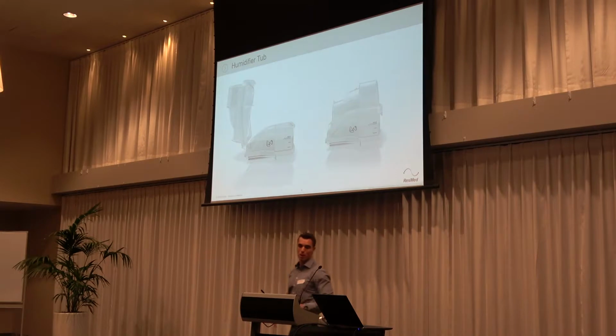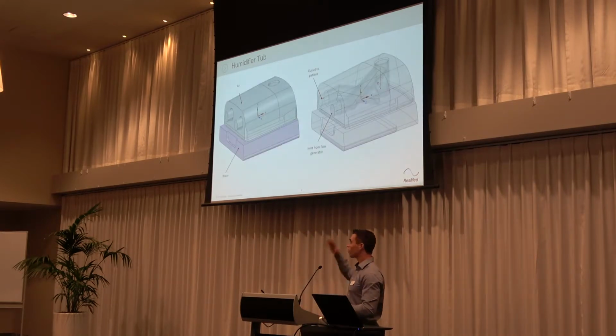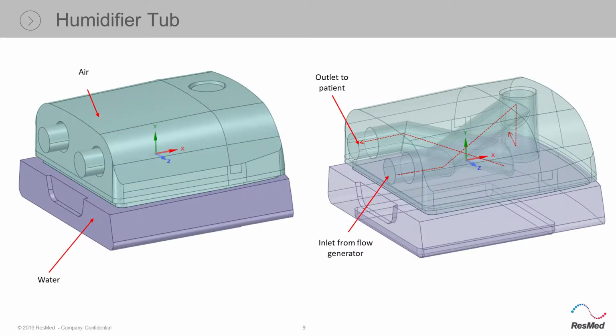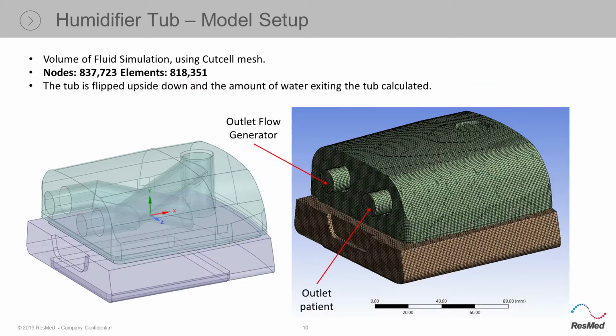So before we can go spend a lot of money on that, we do some simulations to check that it actually works. From Creo, we bring that into SpaceClaim and get our air volume. The bottom part of the tub is water, and the top part is air. We spend a lot of time trying to design these special inlet and outlet tubes to minimize the water loss coming out of it. We then take that, bring that into Fluent, and do some meshing. This simulation used a cut cell mesh with 800,000 elements.